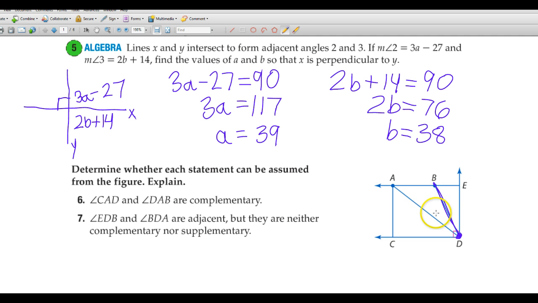And they would not be complementary because this angle plus this angle plus this angle has to equal 90. Therefore, these two added together cannot equal 90. And if they don't equal 90, then there's no way that they would equal 180. Therefore, they are also not supplementary.